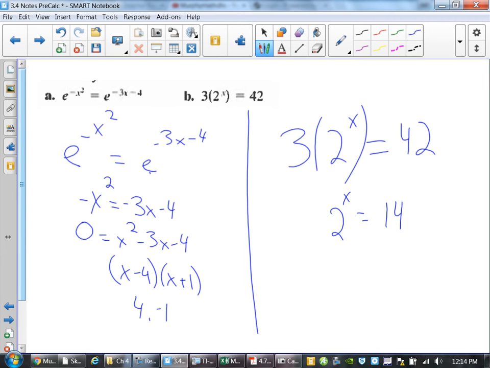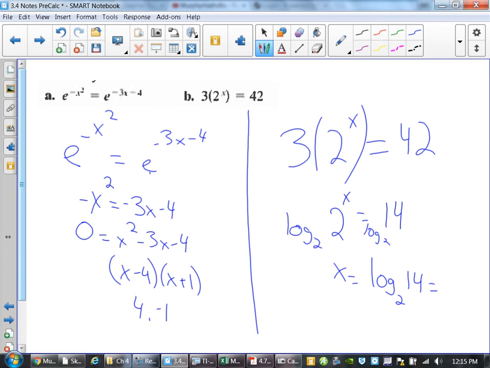No. So, how do you get an exponent to drop? You use log base 2 in this case. So in this case here, you'd have to take the log base 2 of both sides. So x would equal the log base 2 of 14.